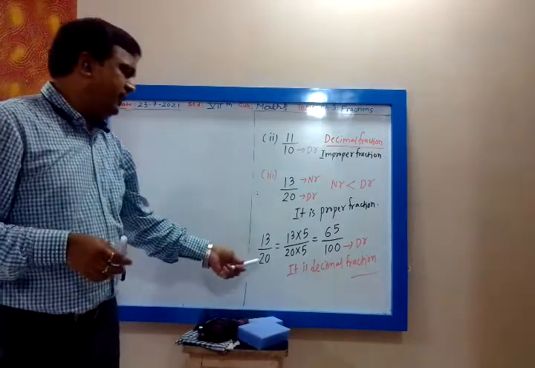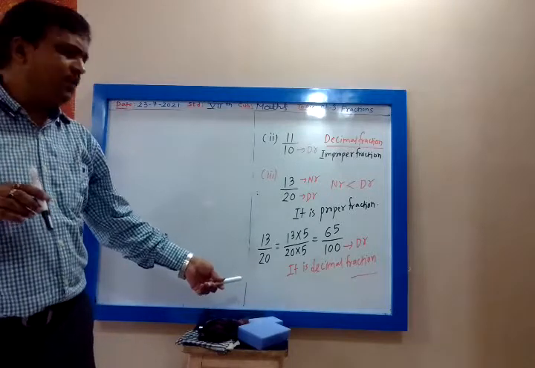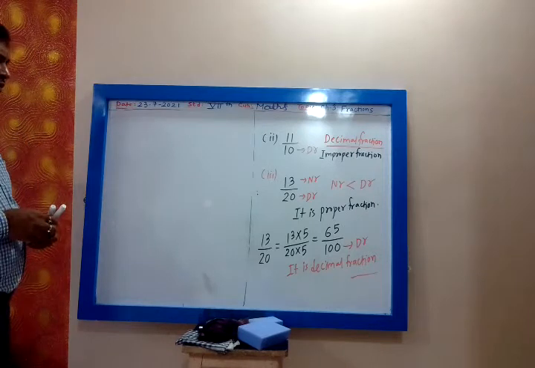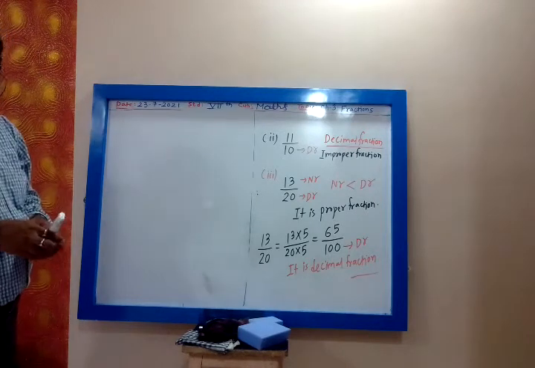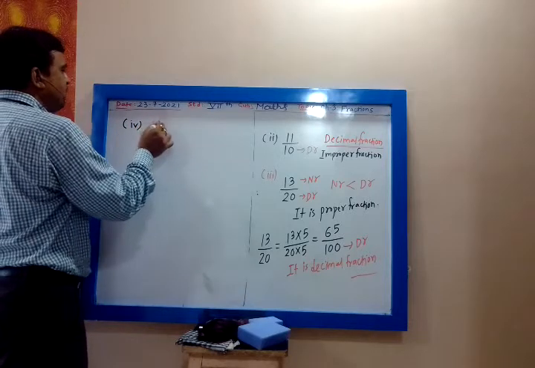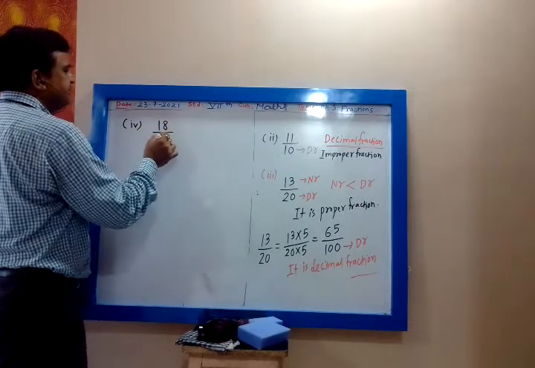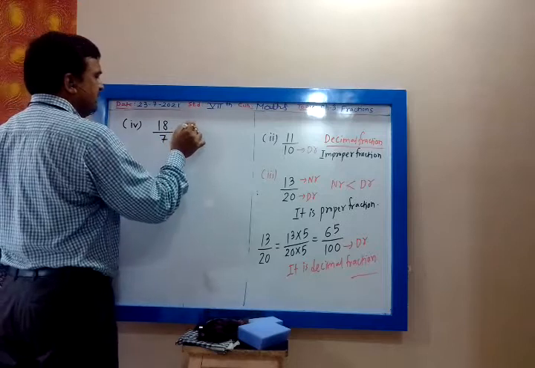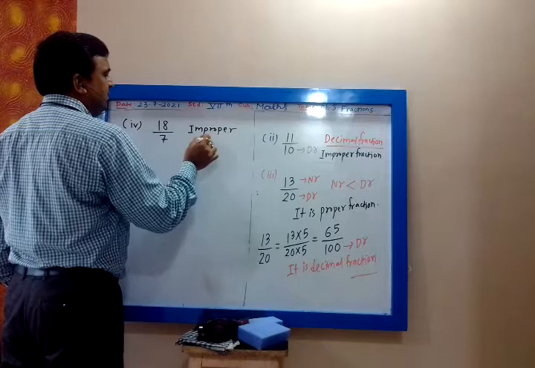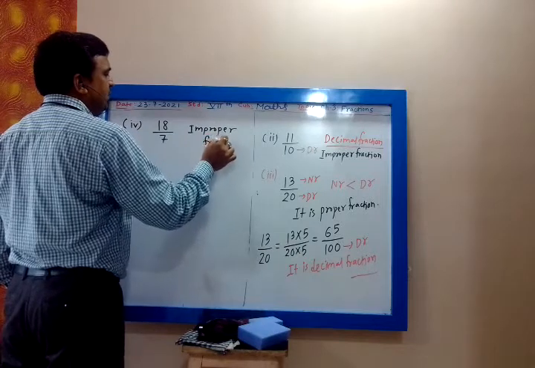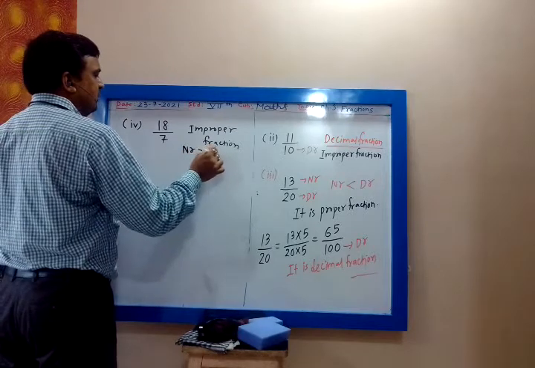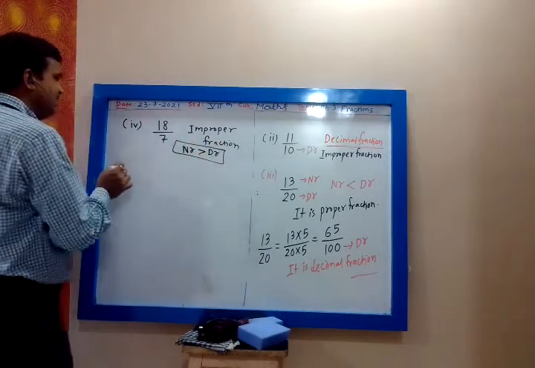You cannot say it is a vulgar fraction, because this 20 I can write as 100. So it is a decimal fraction. Then 18 upon 7. This is an improper fraction, because the numerator is greater than the denominator.